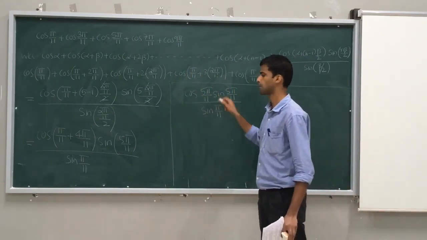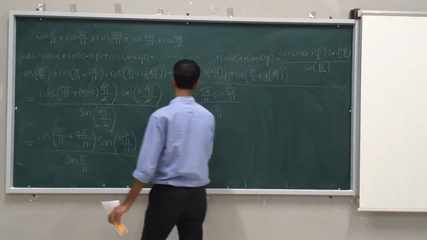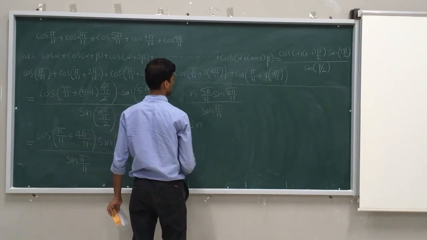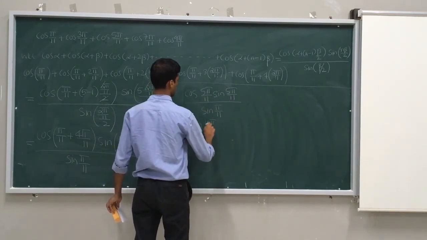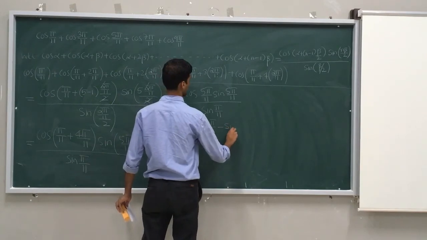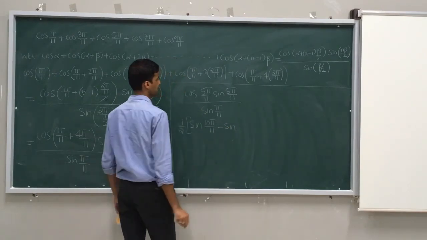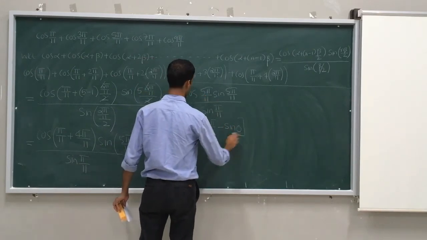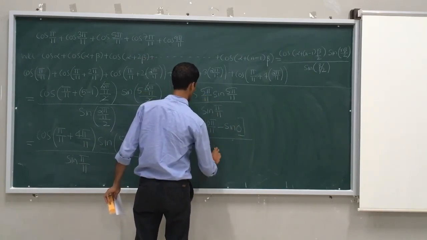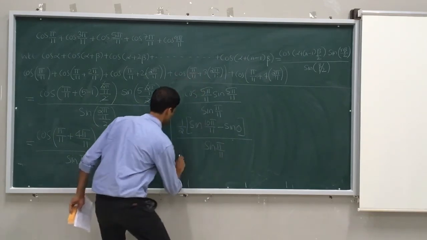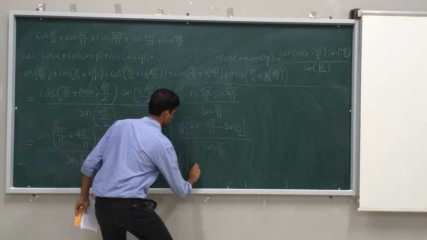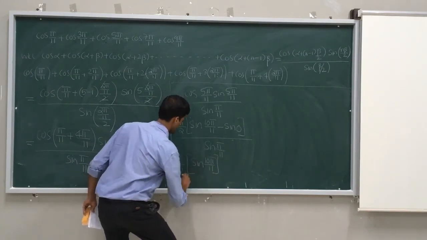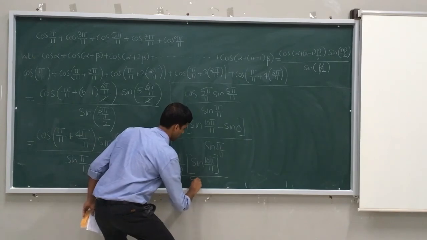Now it looks like cos A sin B. So cos A sin B is nothing but 1 by 2 times sin of A plus B, that is 5 pi by 11 plus 5 pi by 11, 10 pi by 11, minus sin of A minus B, that is 5 pi by 11 minus 5 pi by 11, 0, divided by sin pi by 11. When you simplify, this expression becomes sin 10 pi by 11, because sin 0 is 0, divided by the denominator sin pi by 11.